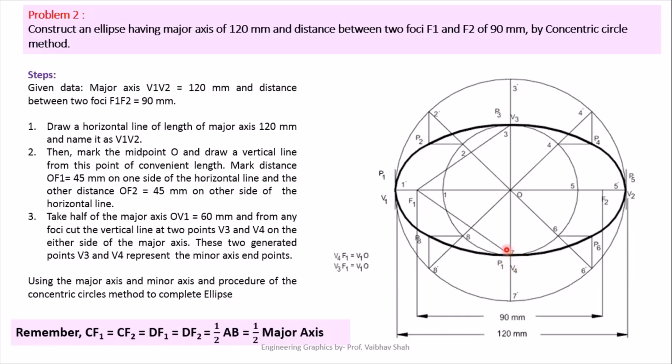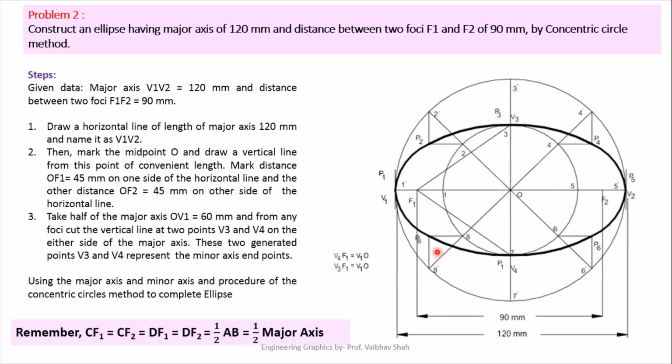After getting V3, V4, V1, V2, now we'll draw two circles, one with the center O till radius V2. We have drawn one major circle, and the second circle would be from center O till V3, another circle. So one circle is your minor circle and this circle is your major circle. After that, we'll be dividing both circles into 8 equal parts, as you can see.